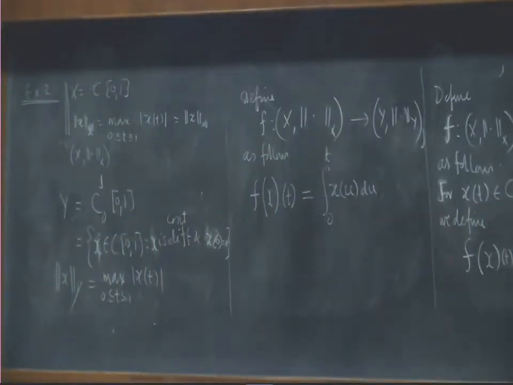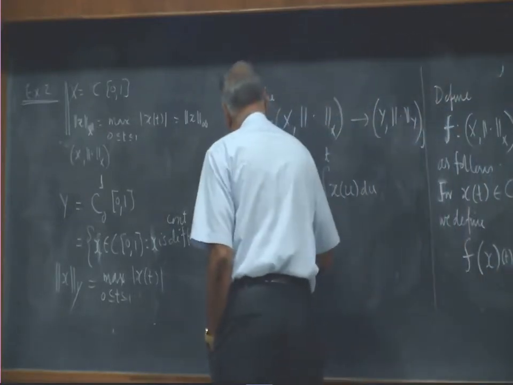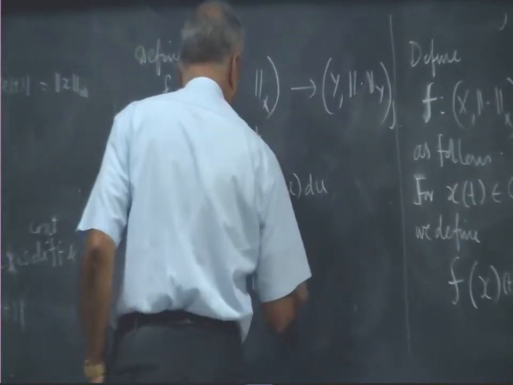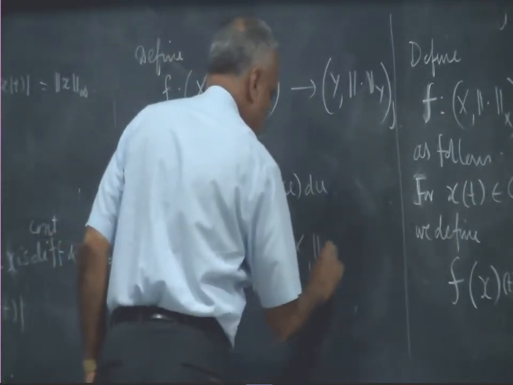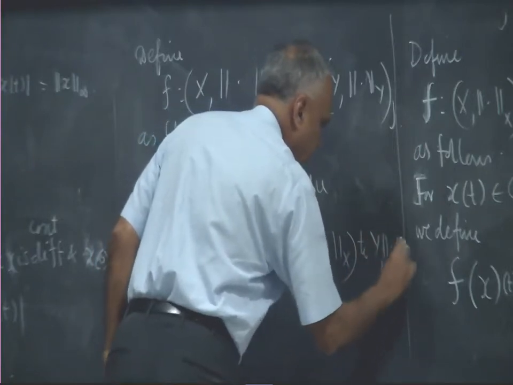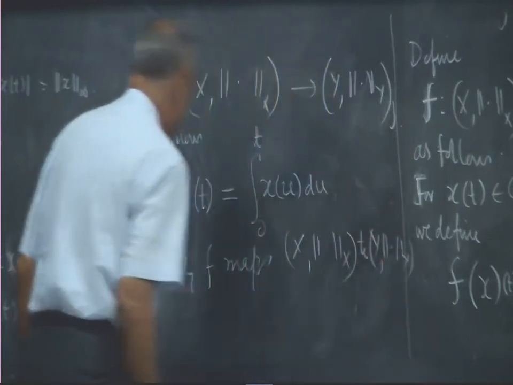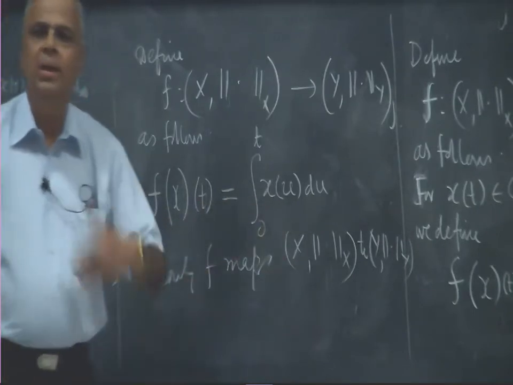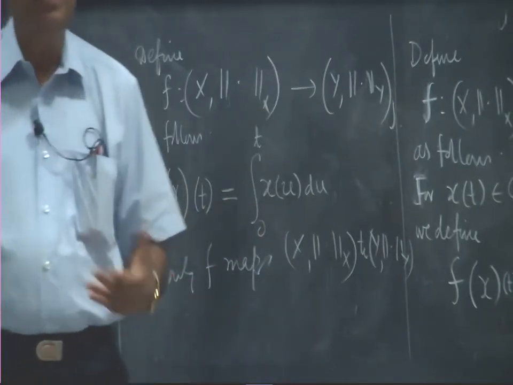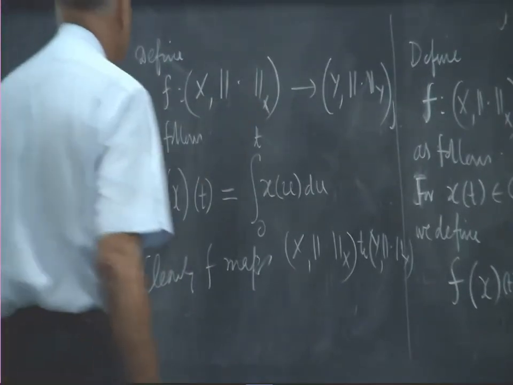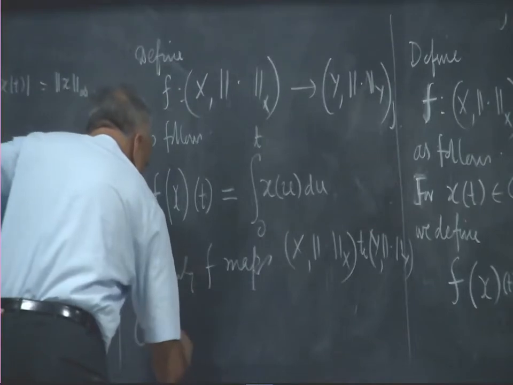So clearly f maps x to y. And now it's linear because integration is a linear operation. Integration of a sum is the sum of the integrals, and constants can be pulled out of the integral. So clearly f is linear.